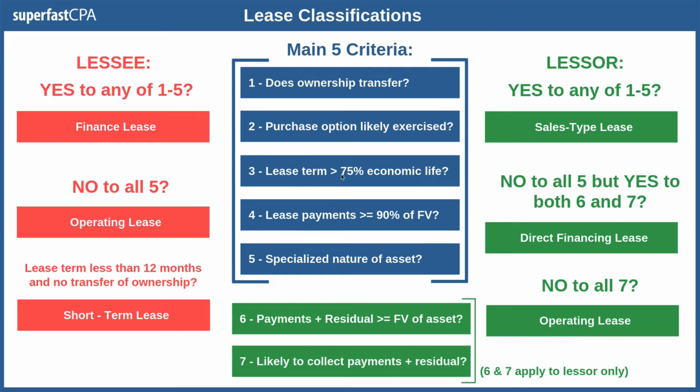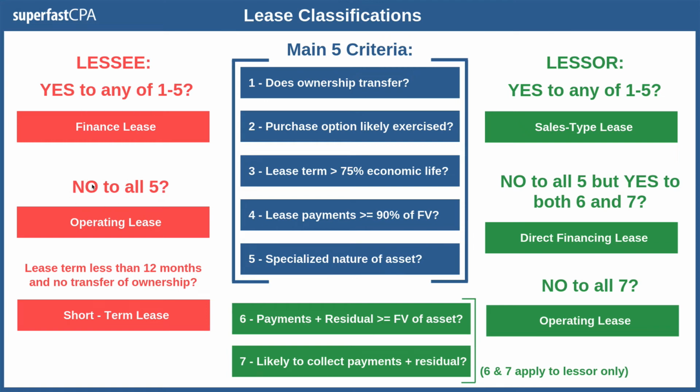Lease term being greater than 75% of the economic life of the asset? Are the lease payments totaling greater than or equal to 90% of the asset's fair value, and is the asset so specialized in nature that it is of no use to the lessor after the lease? If it's a yes to any of those five, the lessee has a finance lease.